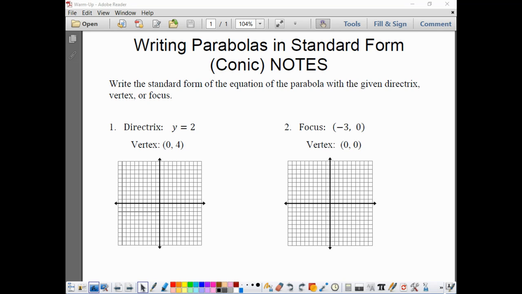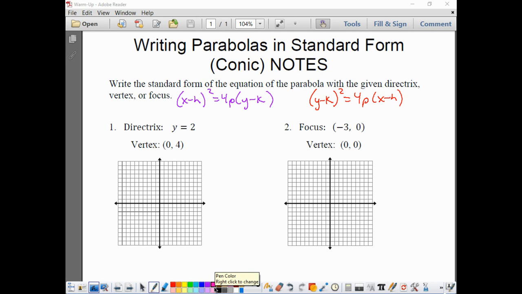All right, here are your notes for writing parabolas in standard form, the conic standard forms. The two conic standard forms are (x − h)² = 4p(y − k), and (y − k)² = 4p(x − h). Which way the parabola is going determines which one you're going to use.